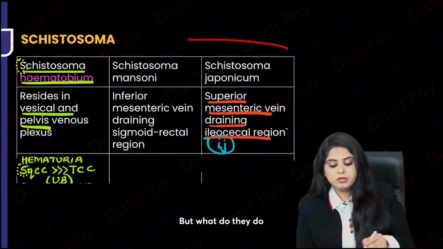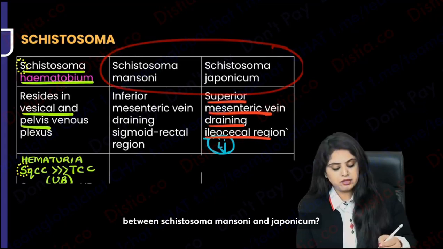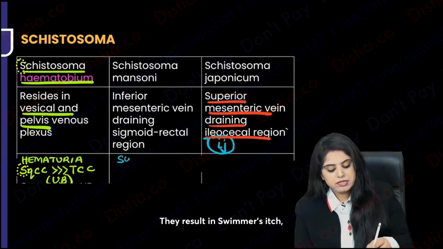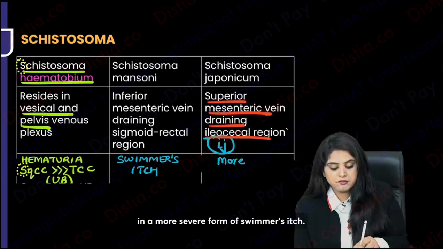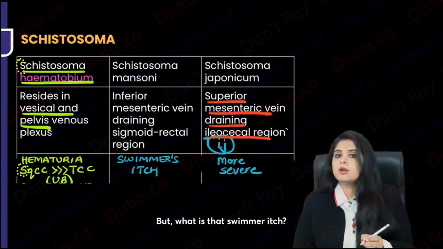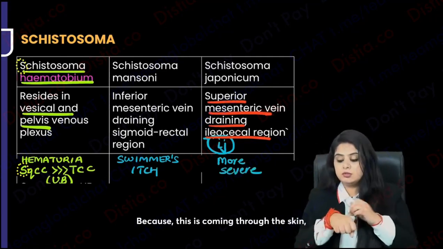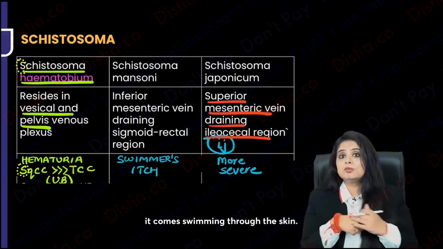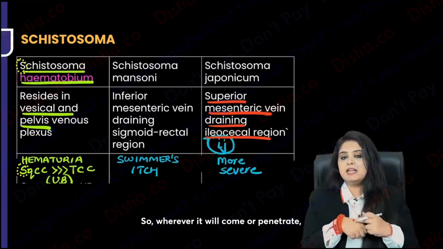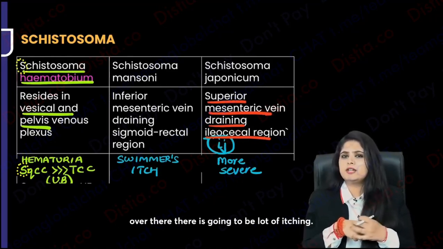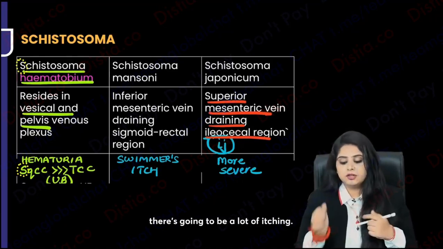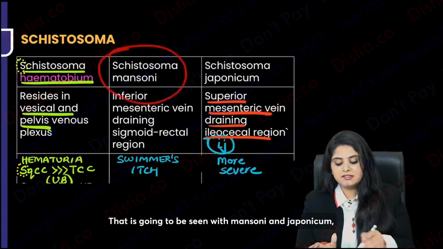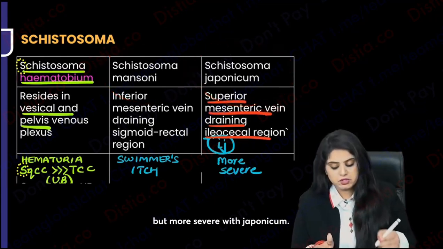But what do mansoni and japonicum actually do? They result in swimmer's itch, and japonicum is going to result in a more severe form of swimmer's itch. But what is that swimmer's itch? Because this is coming through the skin, right? It's coming swimming through the skin. So wherever it penetrates, there's going to be a lot of itching. That could be the neck or the shoulder or the hand, wherever it's entering from. That is seen with mansoni and japonicum, but more severe with japonicum.